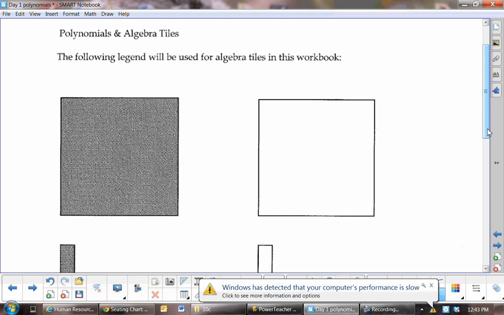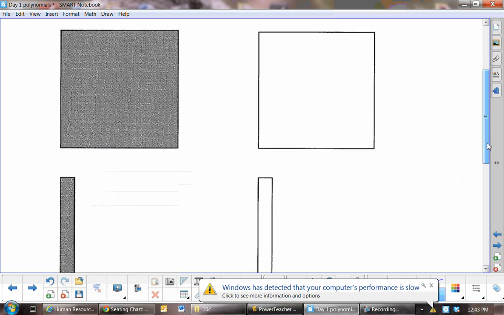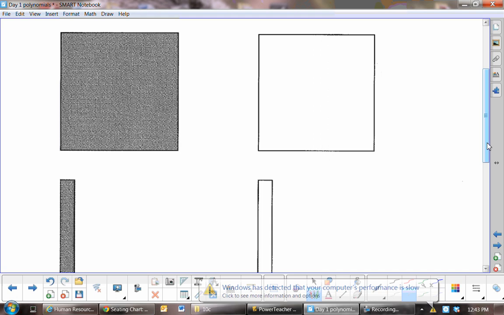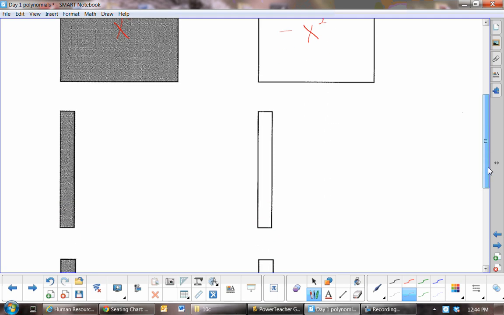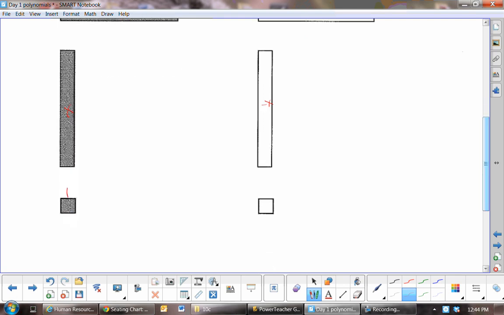The grade 9 achievement exam, unless they've changed it, always has one algebra tile question on it. So that's why it's part of the curriculum. But the diploma doesn't have any algebra tiles on it. Now, let's just talk about it. What was that black square called? X squared. How about the white one? Negative x squared. Okay? How about that bar? What was that called? X. This is negative x and 1 and negative 1.